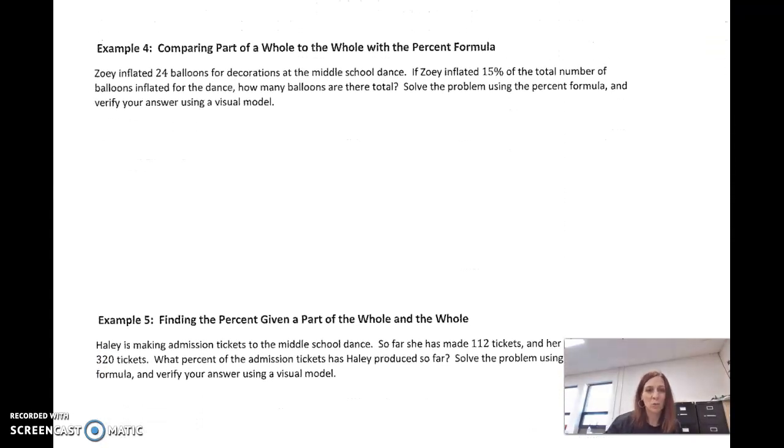All right, let's finish this up. Zoe inflated 28 balloons. That's 15% of the total number of balloons inflated for the dance. How many balloons are there in total? So I'm not going to verify using a visual model, but I am going to write an equation. So remember, it's part equals percent times whole. Always find the percent first, 15%, and I'm going to change that to a decimal right away, 0.15.